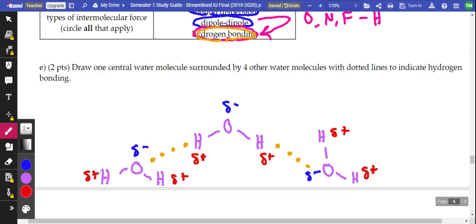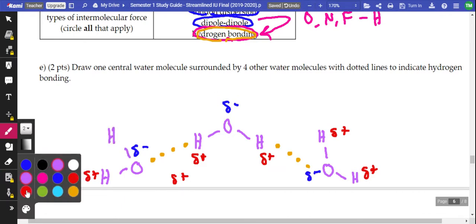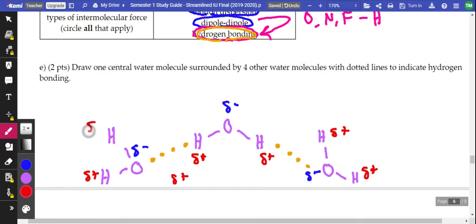Okay. It'd be best to try and keep the partial positives of one thing away from the partial positives of the other. So this is probably a little bit more favorable than this. So if I wanted to draw this a little bit better, I would probably put this over here. Something like that.